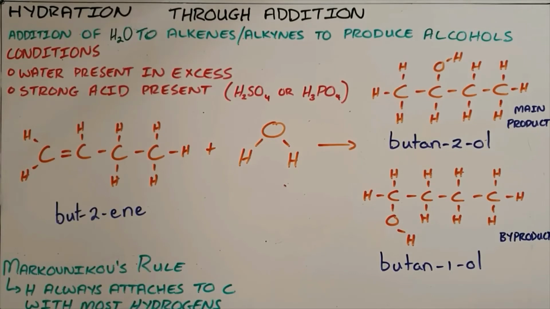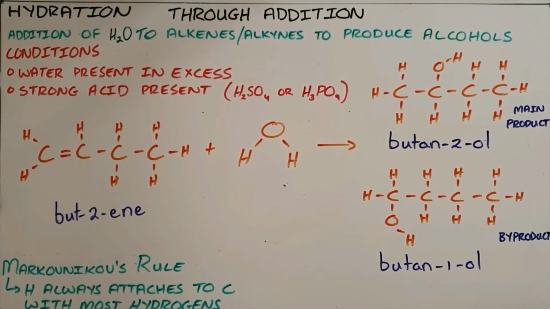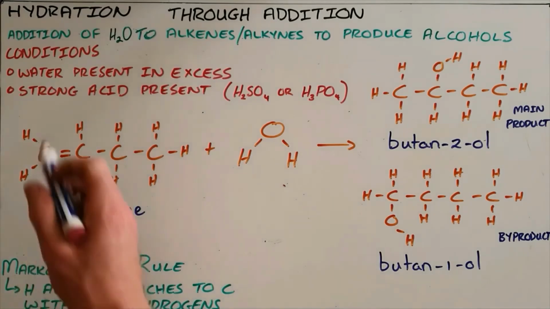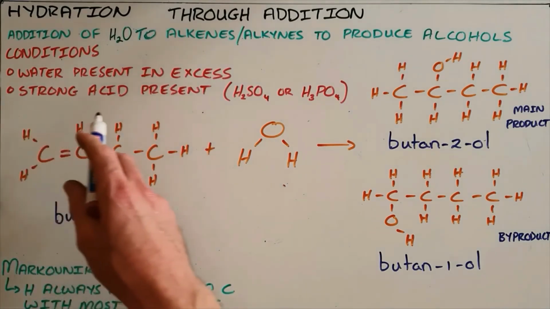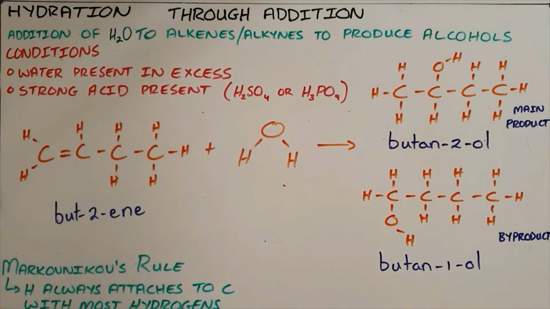Hydration through addition is the addition of water to an alkene or an alkyne to produce an alcohol. This can only happen on condition that there is water present in excess, as well as a strong acid, that being either sulfuric acid or phosphoric acid.